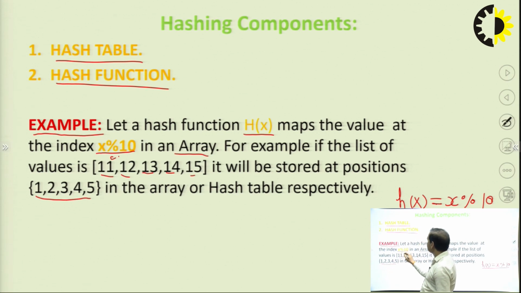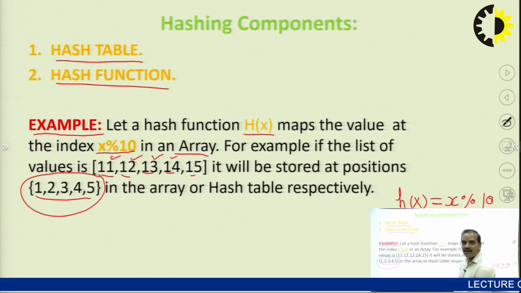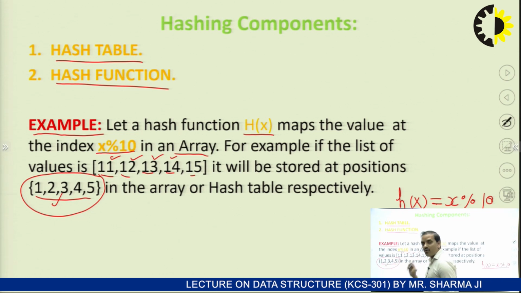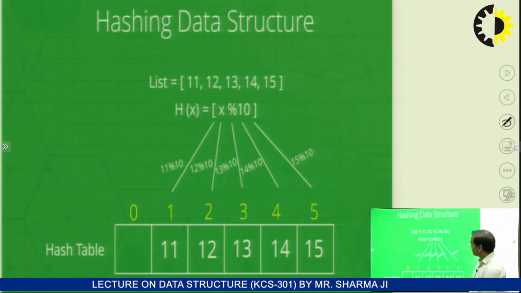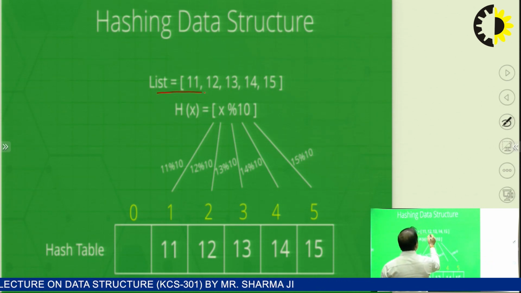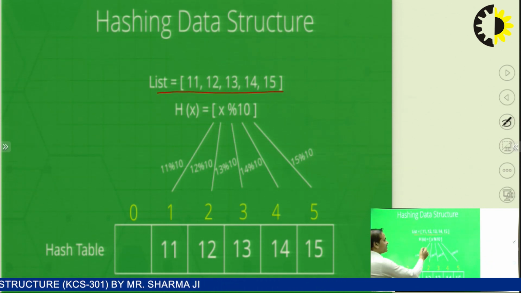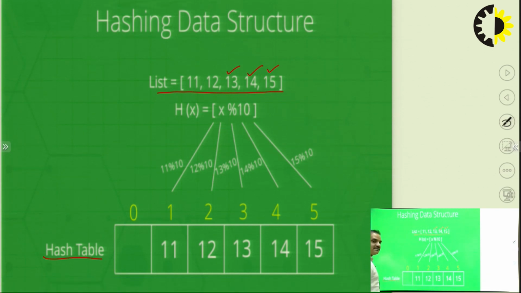How each key's value is stored at this position is shown in the next slide, in the array or hash table respectively. We show in a diagram how each value is stored by its index. Look at this picture. This is the list of values 11, 12, 13, 14, 15. We want to store them inside an array. The array is called the hash table. This is the name of the array. Now we take an array of size 6, with indices 0, 1, 2, 3, 4 and 5.